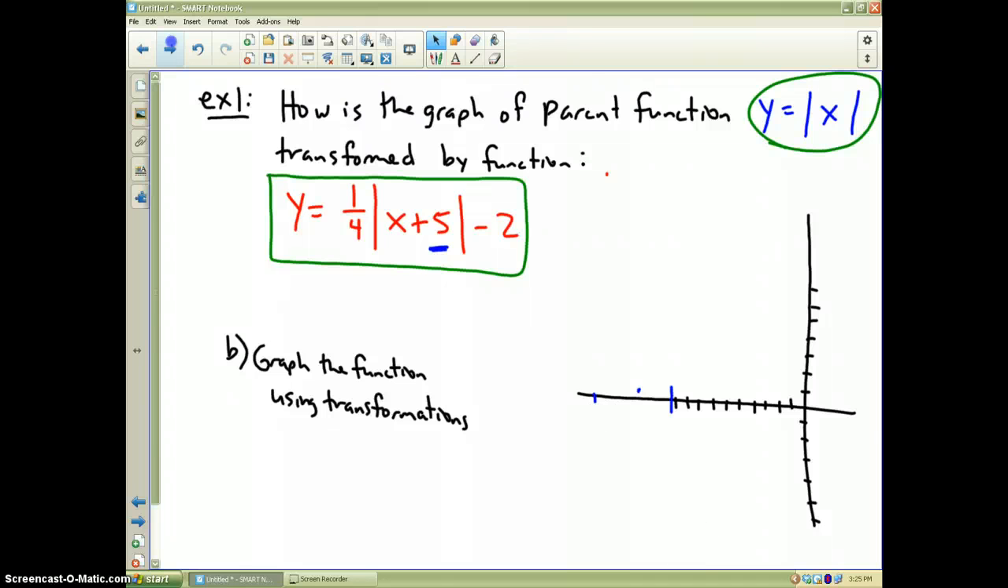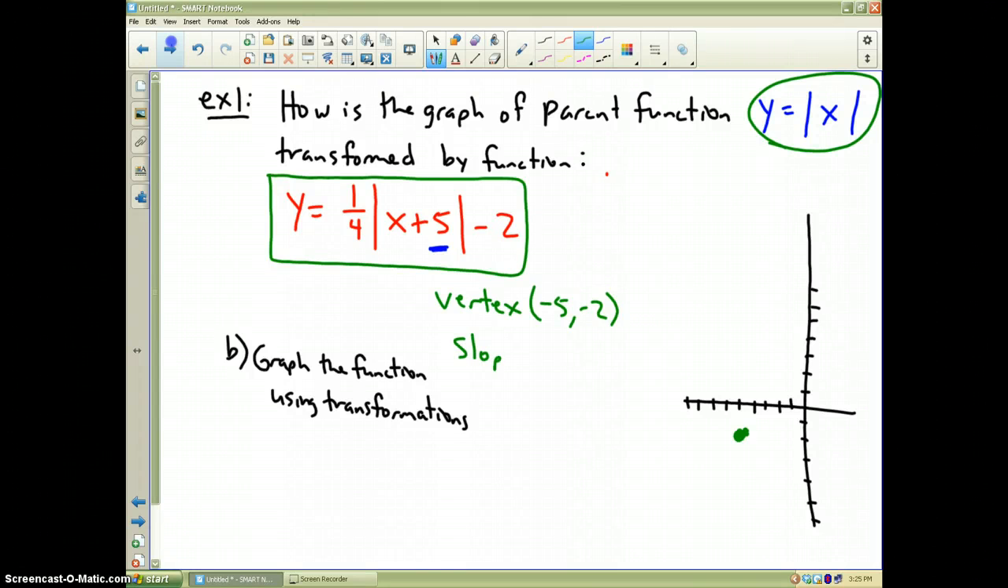The vertex, as we talked about just a second ago, is at -5, -2. So I'm going to go to -5, -2, and I'm going to put a dot right there. That is the whole key to this problem. Because now everything starts from there. Now all I got to do is look at the slope. The slope is equal to 1/4. So from that dot, I go up 1 and over 4, and I put a dot.